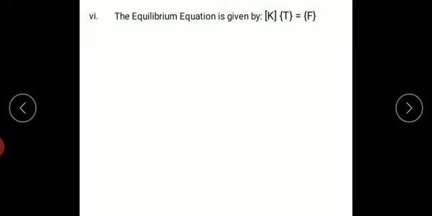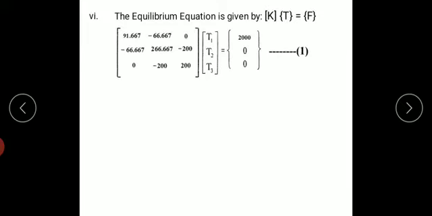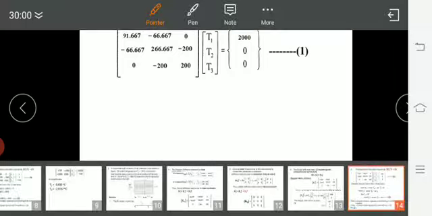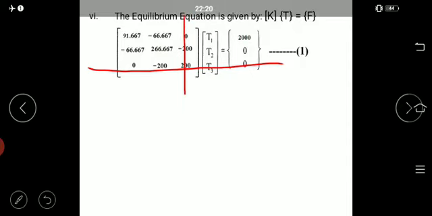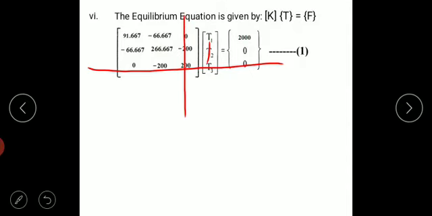Now the equilibrium equation is given by KT is equal to F. Here again comes the same problem. If I want to eliminate a row and column, which one am I going to eliminate? The constant temperature is at node 3, that is T3 equal to a known value, where convection is happening at node 1. I need to eliminate the third row and third column of the stiffness matrix. So if I eliminate, what happens? The T3 value is known.